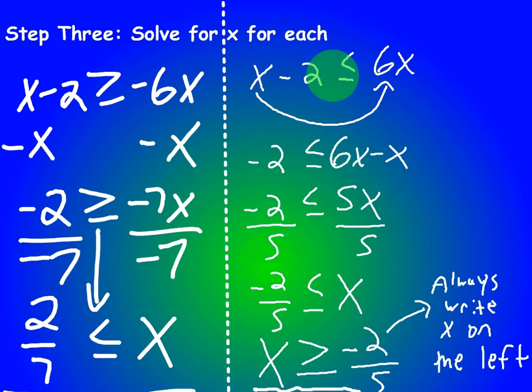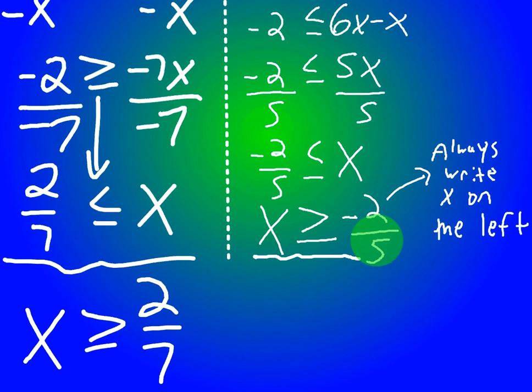On the right side, we're going to do the same thing. We're going to subtract x from both sides. We get negative 2 is less than or equal to 5x. Here's kind of your question over here. We're dividing by 5 to get x by itself. You don't need to flip the sign. However, you do also want to make sure that x is on the left. So you're going to write it as x is greater than or equal to negative 2/5. So just like yesterday, we have two answers here: x is greater than or equal to 2/7, and x is greater than or equal to negative 2/5.